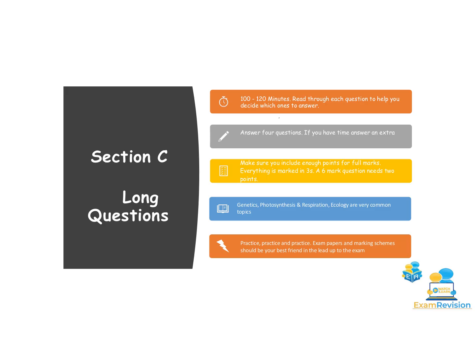Make sure you're including enough points for full marks. Everything is usually marked in 3s, and you can work out how much each question is going to be worth. For example, if a question is going to be worth 6 marks, you need to have 2 points as part of your answer to make sure you're getting full marks there. Genetics, photosynthesis, respiration, and ecology are very common topics, so I'd recommend knowing those in detail.